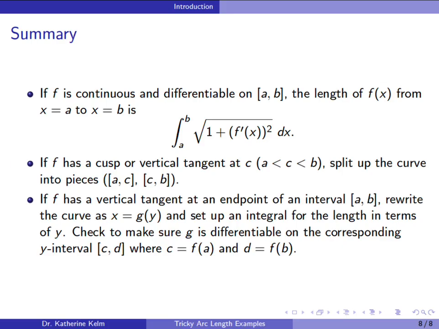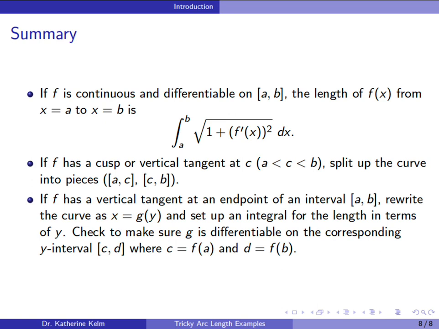In summary, if f is continuous and differentiable on an interval from A to B, then the length of f of x from x equals a to x equals b is the definite integral from a to b of the square root of the quantity 1 plus f prime of x all squared dx. If f has a cusp, or vertical tangent, at a number c between a and b, split up the curve into pieces.